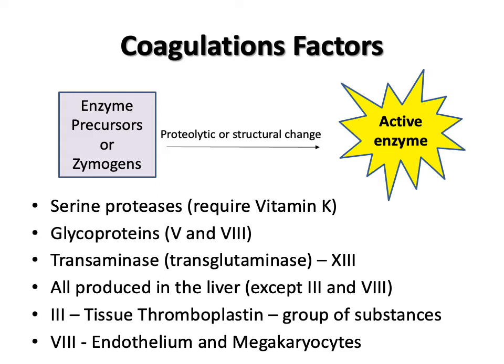All of these factors are synthesized in the liver, with a few exceptions, of course: Factor 3, tissue factor or tissue thromboplastin, factor 4, ionized calcium, and factor 8. Actually, factor 8 is composed of 2 subunits, factor 8C and factor 8 VWF. The former is produced in the liver, but the latter is produced in the endothelium as well as megakaryocytes, stored in alpha granules of platelets. Factor 3, or tissue thromboplastin, is a mixture of substances which includes phospholipids.